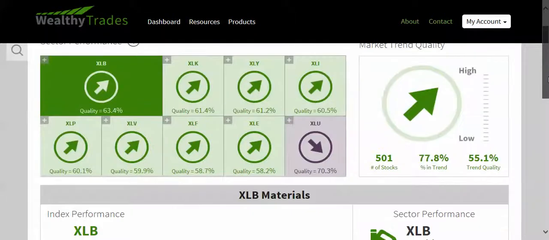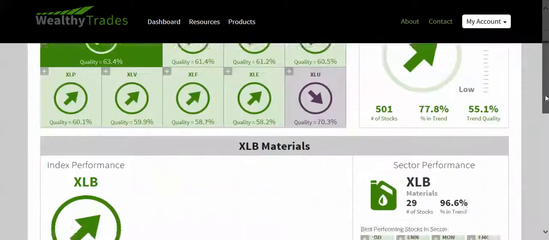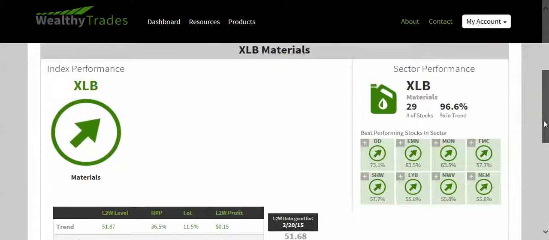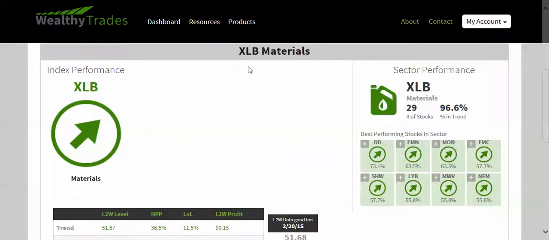That is step number 2, but we take it even further than that, and we want to drill down and find the best stocks. If the materials sector is the best sector to be in, what are the best stocks within that sector? And that's exactly what we do at Wealthy Trades, and we give you the 8 best stocks within that sector to trade in. So in this example, the best 8 stocks are these 8 stocks, but we're going to focus on one of those to accomplish step number 3. And I'm going to focus on DD because DD automatically ranks highest. DD gives us the highest probability of success for the upcoming period.